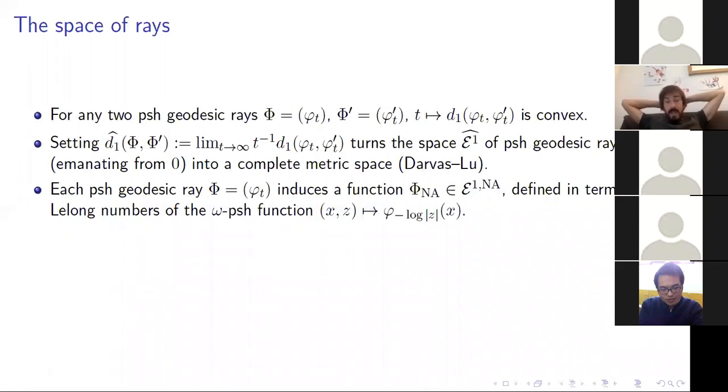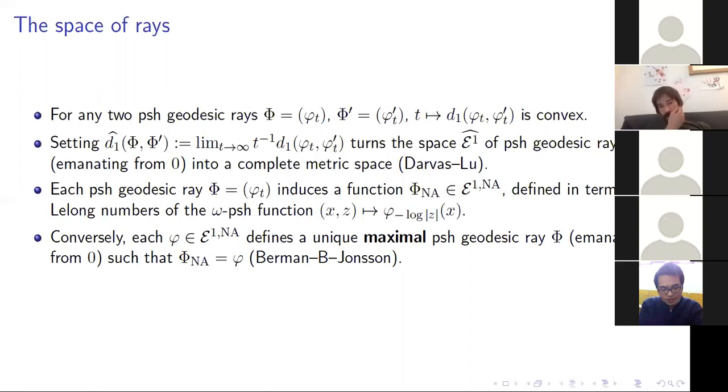So you start from a PSH geodesic ray capital Phi, and as before, you view it as a function on the product of X with the punctured disk, and this function is basically PSH, plurisubharmonic. So you can measure its singularities using Lelong numbers, which are a version of vanishing orders for plurisubharmonic functions. If you view a PSH function as a generalization of the log of a holomorphic function, then the Lelong number is a generalization of the vanishing order of the holomorphic function. And using that, you get a function on the space of valuations that you can extend, in fact, to the space of semi-valuations. So the technology behind this is multiplier ideals. And then you show that you get indeed a function phi NA in the space E1 NA from any PSH geodesic ray.